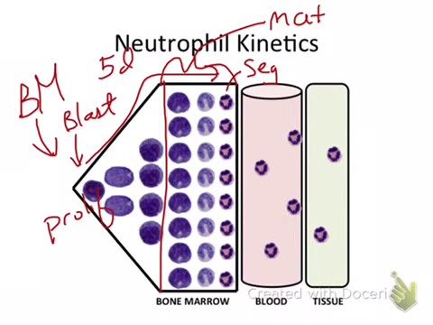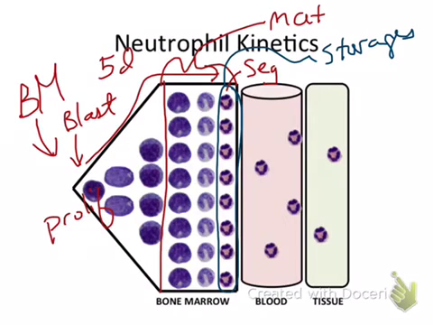Now the maturation pool contains a subpool of segmented neutrophils that are fully mature, but they're just kind of reserve cells waiting for some sort of inflammatory stimulus to come along so that they can rapidly respond to that inflammation. And that's called the storage pool.